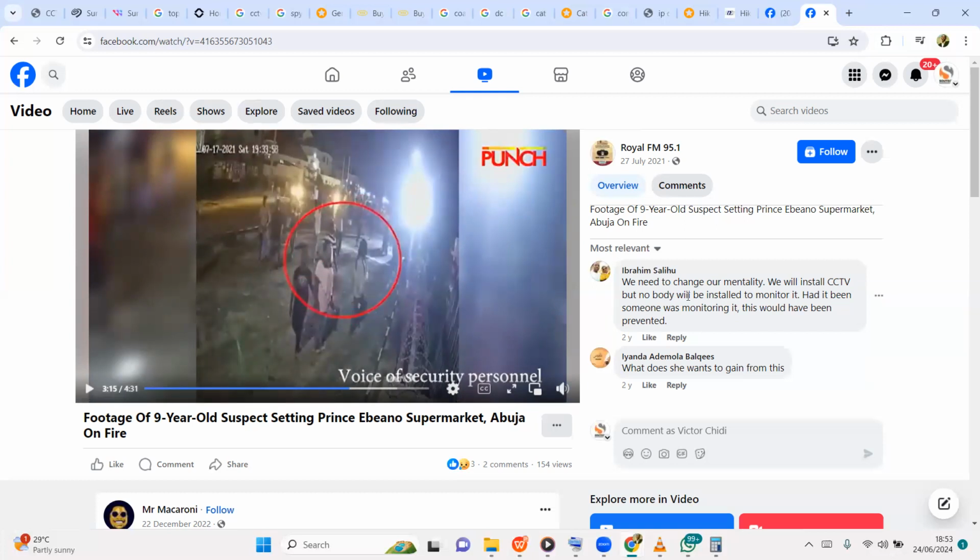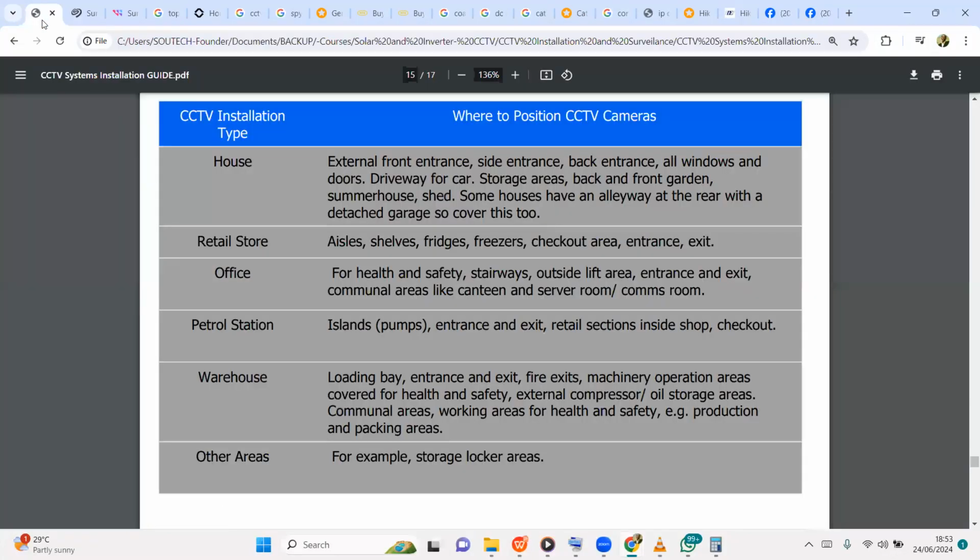Once they install 1, 2, 3, 4, 5, 6 cameras, they should employ someone that is going to sit and monitor the cameras. You find that in some instances, in a phone shop, phones are stolen, but it's only after 2 months, when they're not checking the CCTV cameras and they want to do a backup, that they find out that somebody stole from the shop.